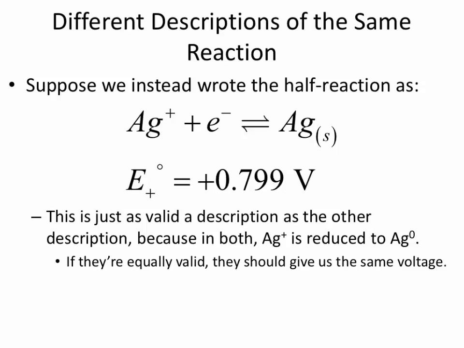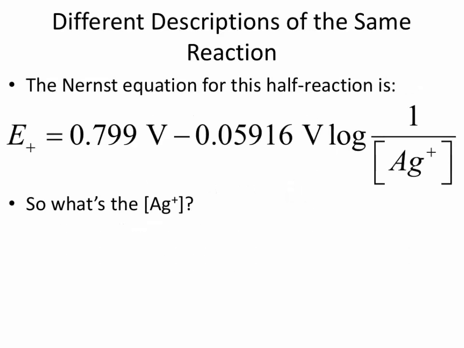Now this is just as valid a description as the other description because in both cases our silver ion is reduced to silver 0. Now if they're both equally valid, then they should both give us the same voltage for our cell potential. Now the Nernst equation for this half reaction looks like this. We have our plus 0.0799 volts, and now we need to plug in our silver ion concentration here. So now the question is, what is our silver ion concentration?